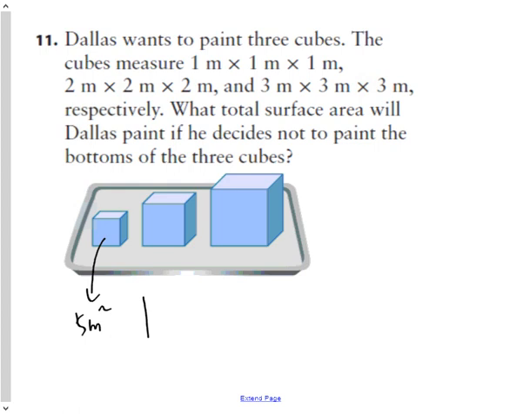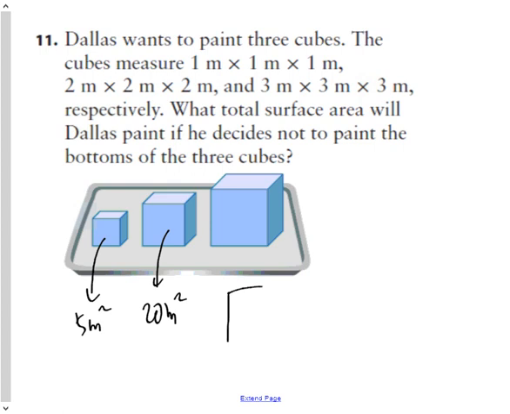In the second cube, the face is 2 meters by 2 meters, which means its surface area is 4 meters squared for one face. And since he's not painting the bottom of that cube, he's going to paint that 5 times, which means the area of that cube is 20 meters squared.